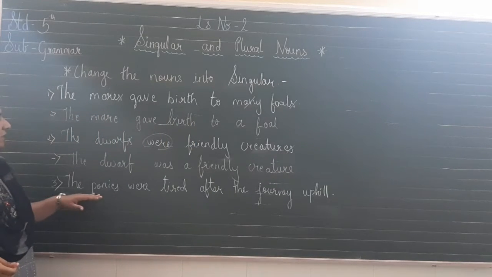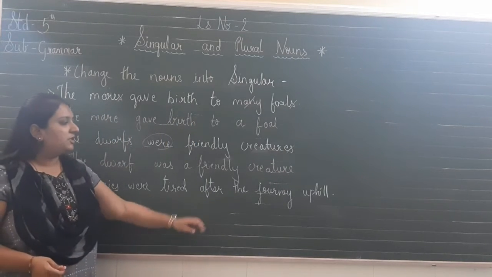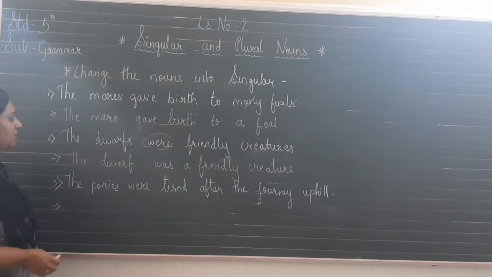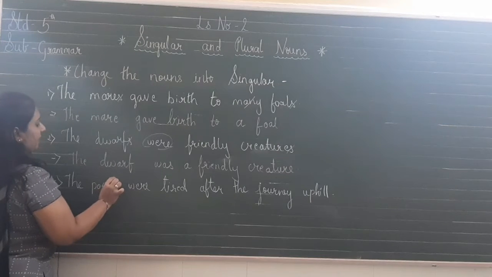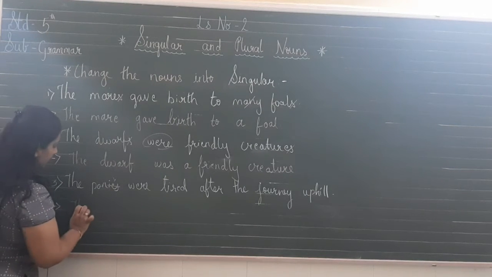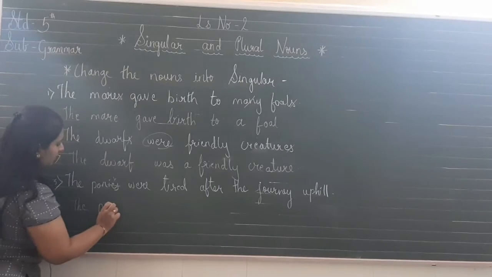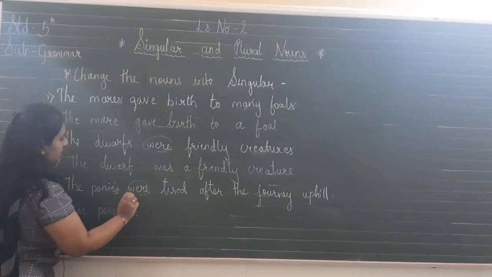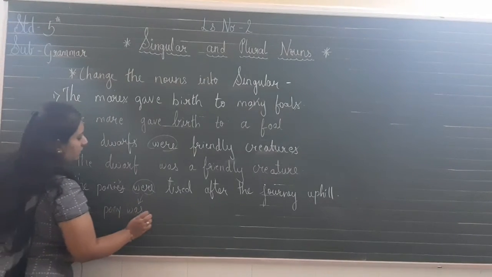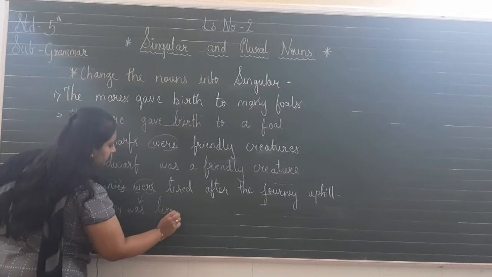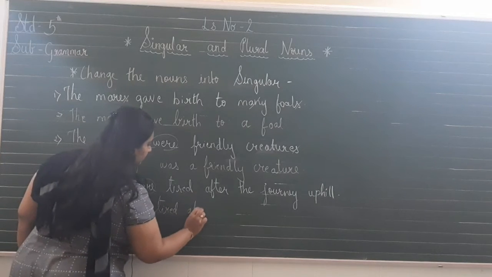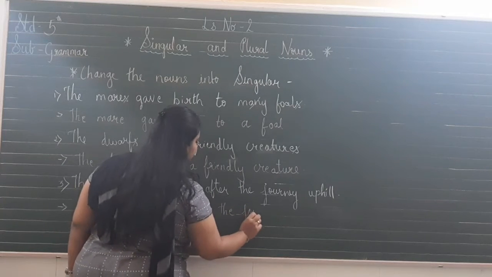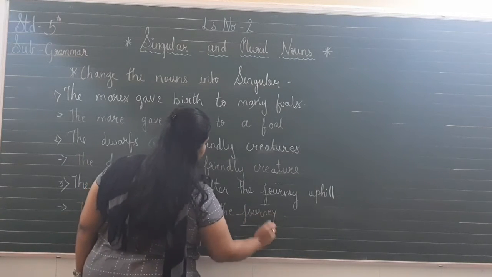Next, the ponies were tired after the journey uphill. Now here I can see the only plural noun is ponies. So we will cut the ies and we will add y. So the sentence will become, the pony, were will change into was. The pony was tired after the journey uphill.